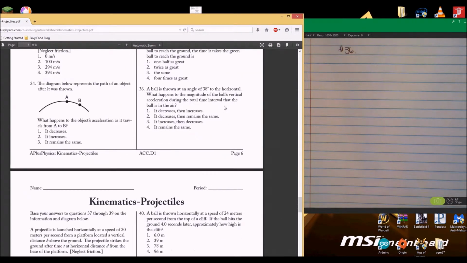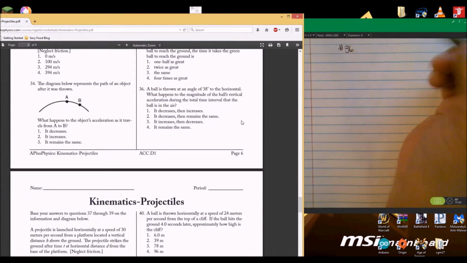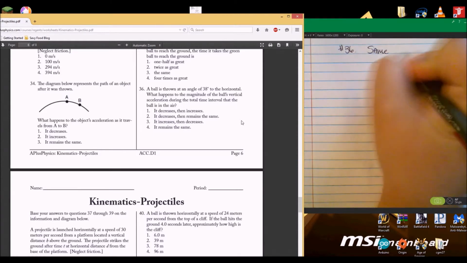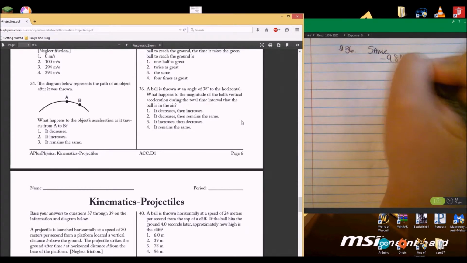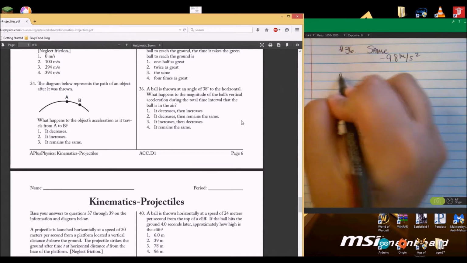Alright, we're going to do question number 36, which says the ball is thrown at an angle of 38 degrees to the horizontal. What happens to the magnitude of the ball's vertical acceleration during the total time interval that the ball is in the air? And it's going to stay the same. So no matter what, the acceleration is due to gravity, which is negative 9.8 meters per second squared. So it's going to affect the speed and the velocity, but it's not going to affect the acceleration, because the acceleration will always be the same.